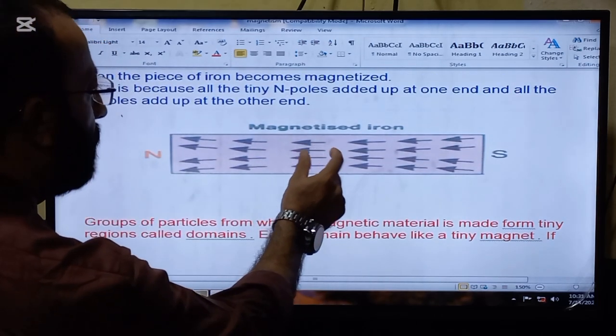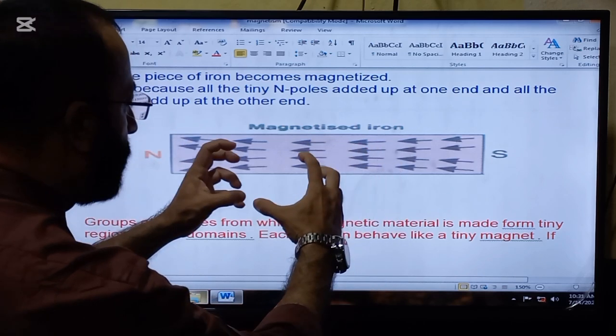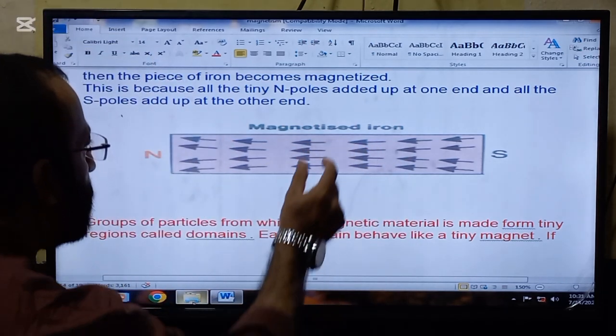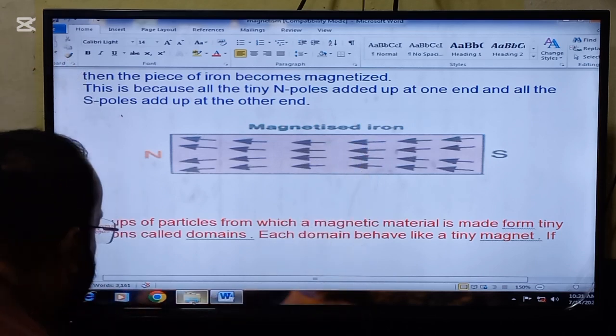Each piece is a magnet, so they are combined together to form a big magnet. So each piece is called a domain.